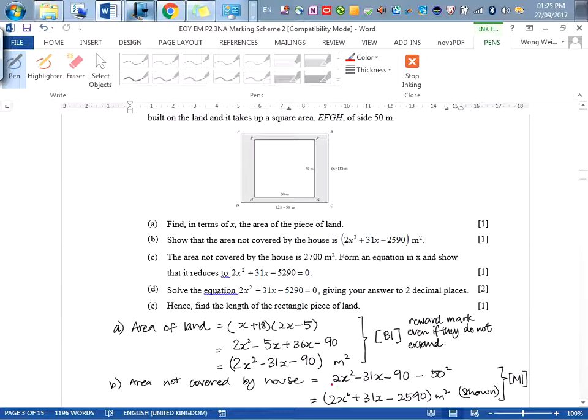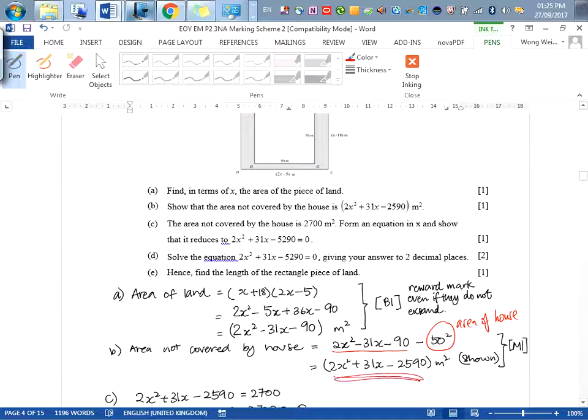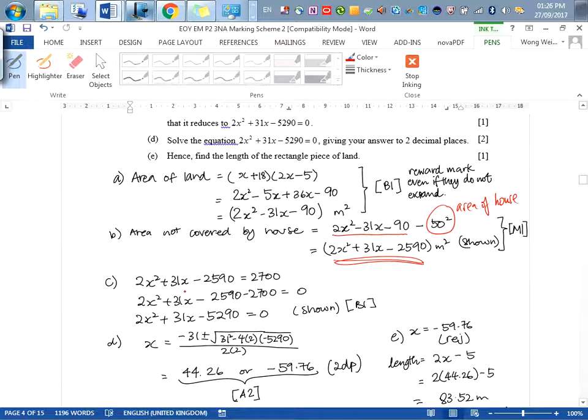Okay, so this is the area of the land. This is the area of the house, which is 50 squared. Simplify it, and you will show it. Part C, now they tell you that the area that is not covered is 2,700. So what do we do? This is not covered, it is equal to 2,700. So we replace that with 2,700, then solve after you simplify it.